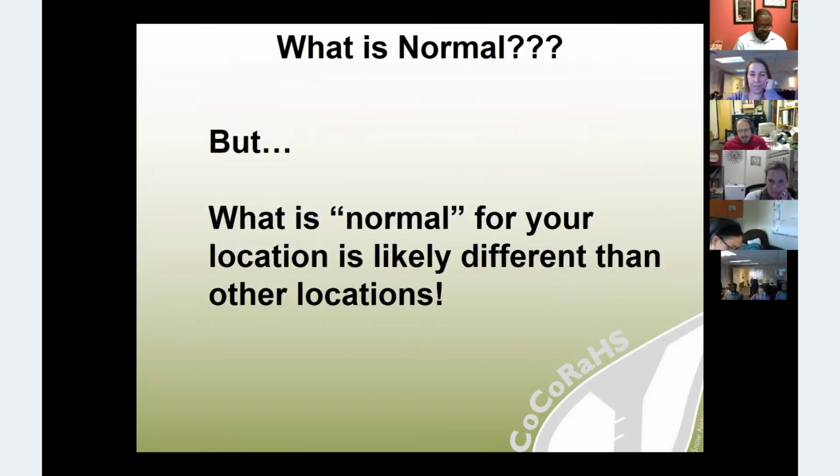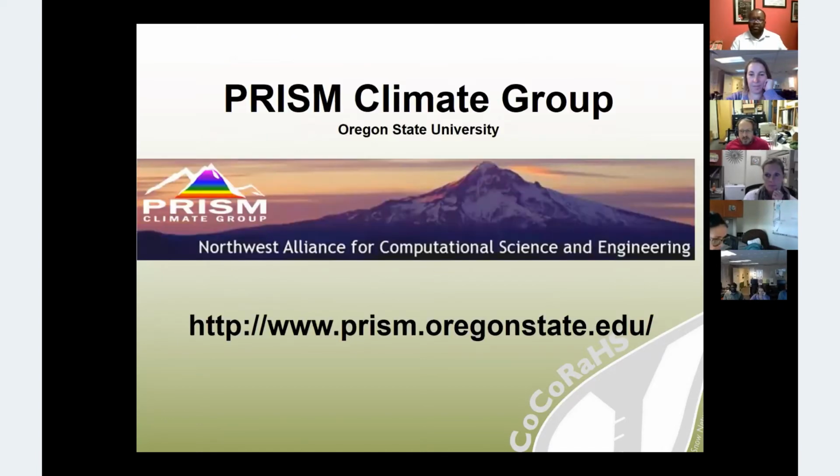But as I just explained, what is normal for you is not going to be normal for anyone else that is even several miles away from you. It's going to be different. And so I want to give you some tools on figuring out what is normal for you. And one of those tools is a group that we work with out of Oregon State University called the PRISM Climate Group.